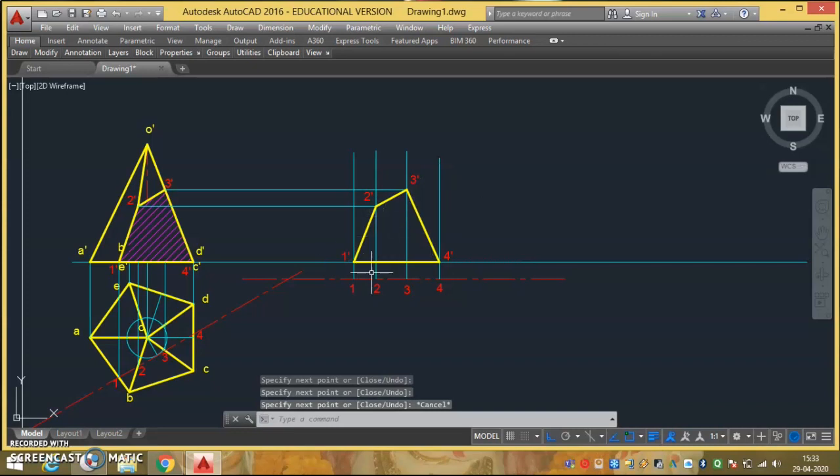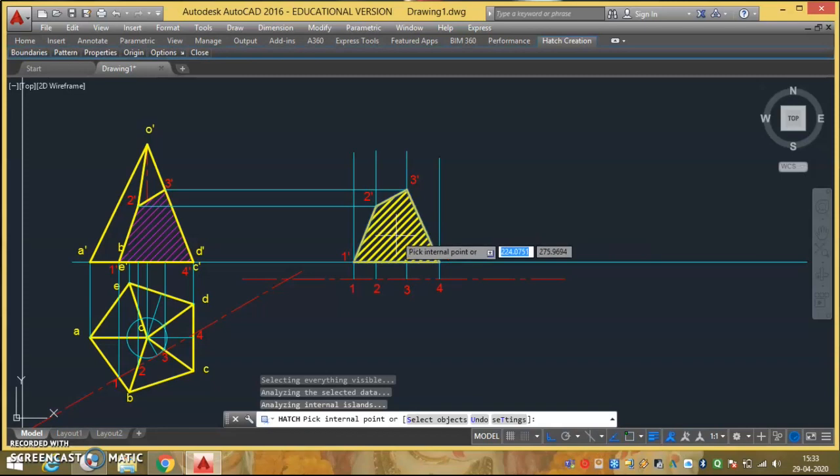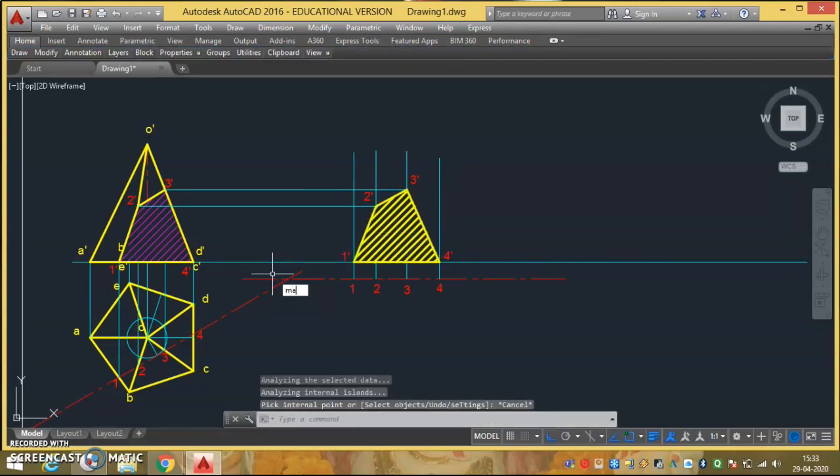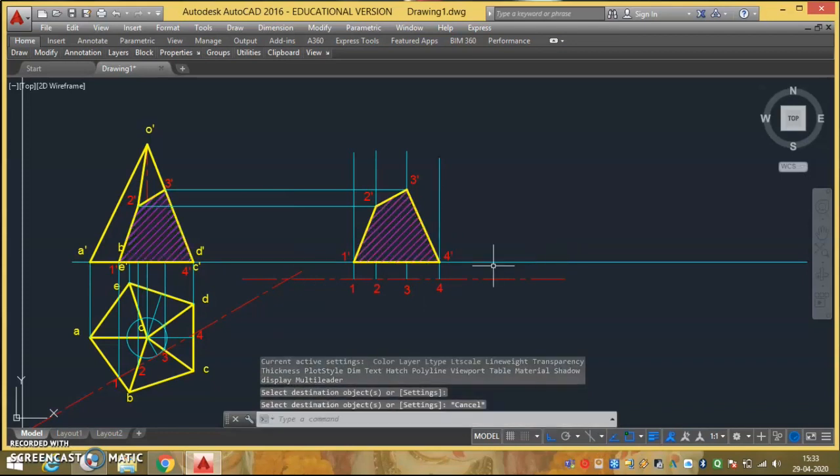So this is the true shape of section, but for that you have to just draw the hatching line inside. So for that what I can do is H, enter, and here. So this is the hatching we got. I want it a little light, so I'll make it light.